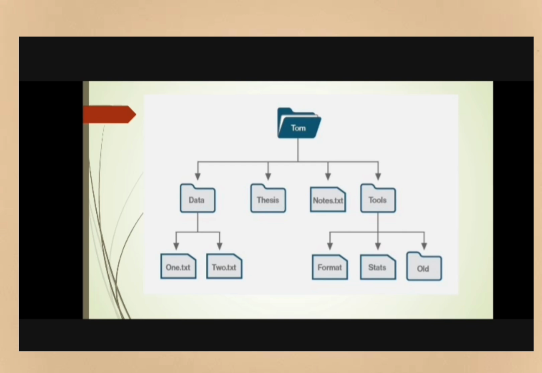Imagine your computer as a giant library filled with all sorts of digital information. A file system is the librarian of this library, making sure everything is organized and easy to find. And in a nutshell, the file system is the backbone of your computer storage. It helps you keep your digital world organized and accessible.